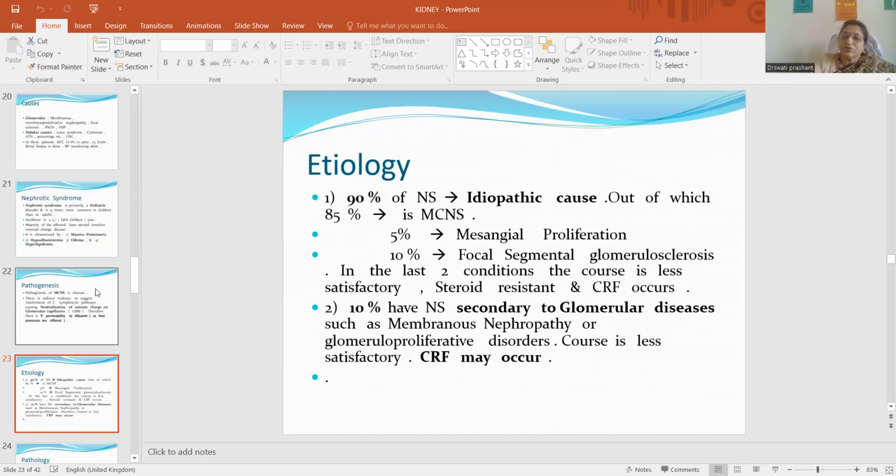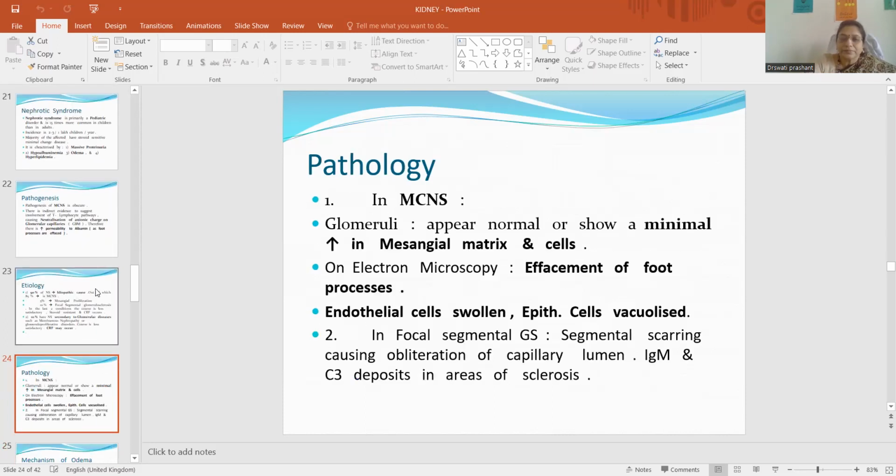10% have nephrotic syndrome secondary to glomerular diseases. As I said, 90% are idiopathic. The 10% will have glomerular diseases such as membranous nephropathy or glomeruloproliferative disorders. The course is less satisfactory, and again, these patients will also land up in renal failure.